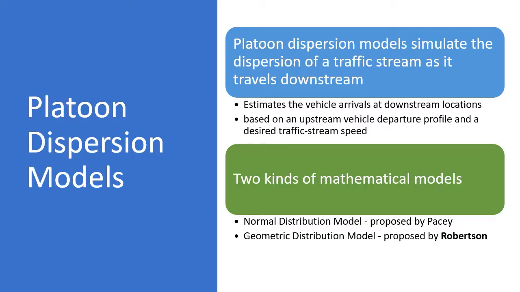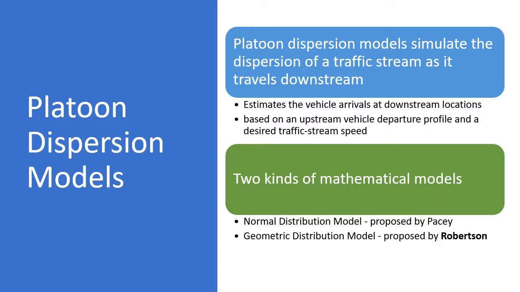The distance between the two intersections is a fixed quantity, right? And how does the travel time vary? The travel time varies with respect to the traffic stream speed. So the Platoon dispersion model simulates the dispersion of the traffic stream as it travels downstream, based on the vehicle arrival at the downstream end, which is a function of the vehicle departure at the upstream location, and it also depends upon the desired traffic stream speed.